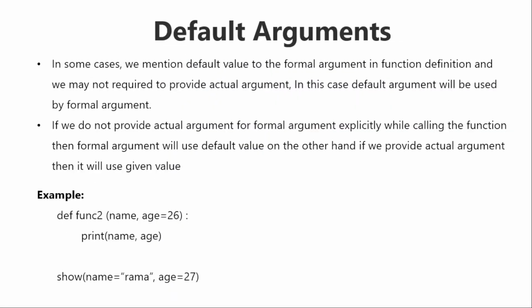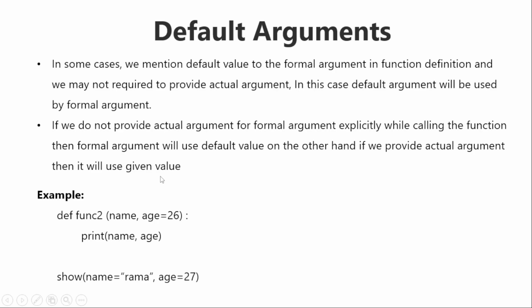Now let us move to default arguments. In some cases, we mention default values for the formal arguments in the function definition, and we may not be required to provide actual arguments. In this case, default arguments will be used by the formal arguments. Even if you didn't pass any of the values, the default values will be taken into consideration and the following data will be printed. If we do not provide actual arguments for the formal arguments explicitly while calling the function, the formal arguments will use default values. On the other hand, if you provide an actual argument, then it will use the given value.